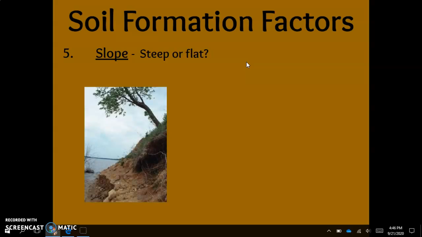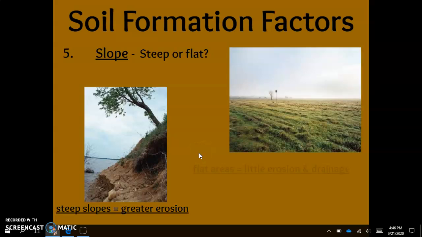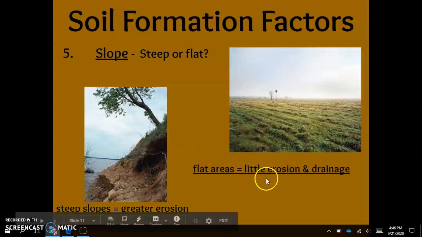The slope will affect it. So is it steep or flat? So steeper slopes will equal greater erosion. So we won't have as thick soils on steeper slopes. And then in flat areas, there's little erosion and drainage. So we can have thicker soils, but also different types of soils.